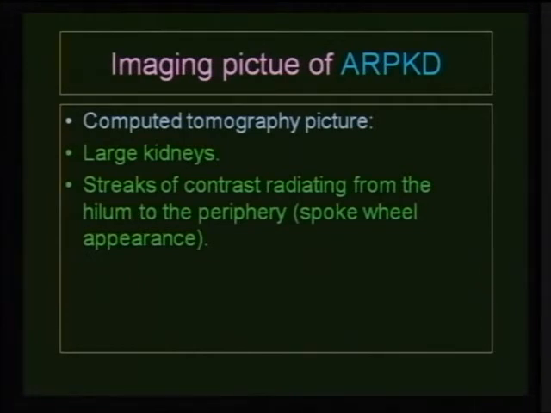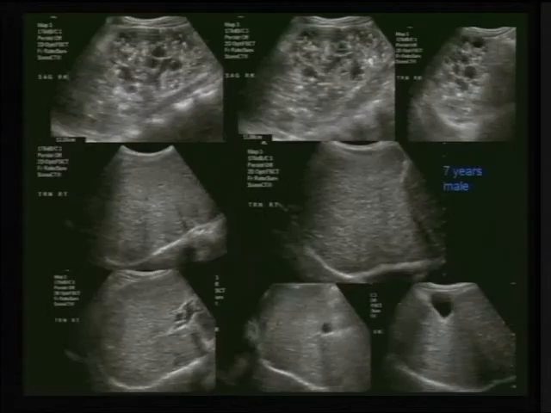If we do a CT scan for these kids, we are going to see the large kidneys, and we are going to see streaking of contrast going to the medulla of the kidneys, which gives a spoke wheel-like appearance. This is the picture we are going to see in those kids. There is loss of corticomedullary differentiation, echogenic kidneys, and there is no definite cyst you can see.